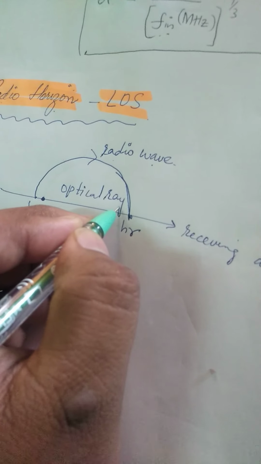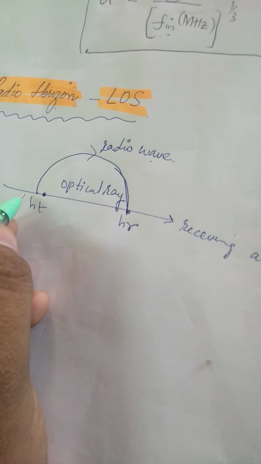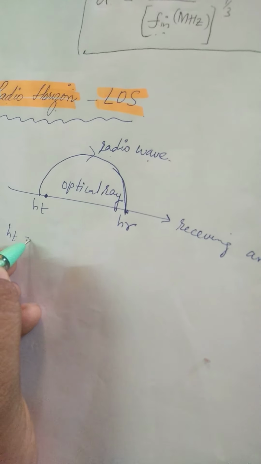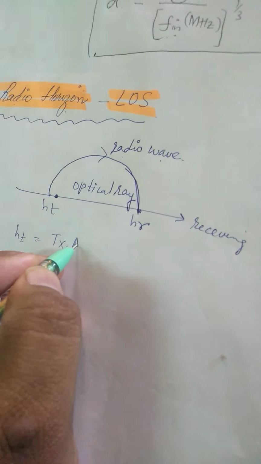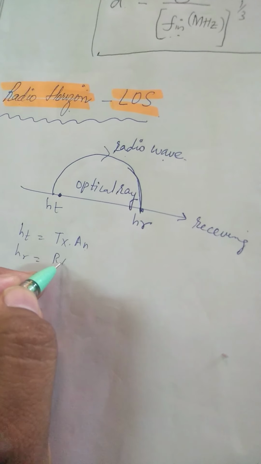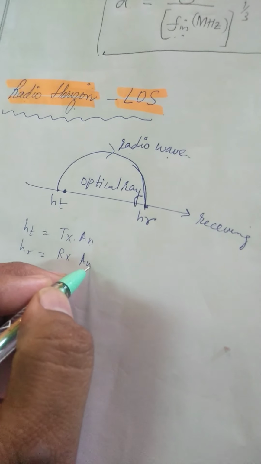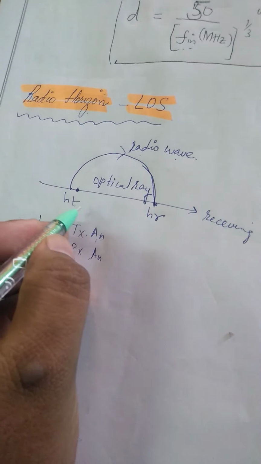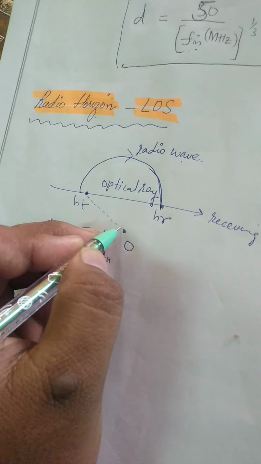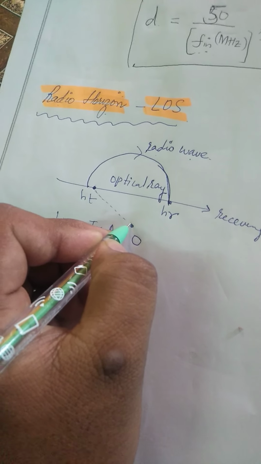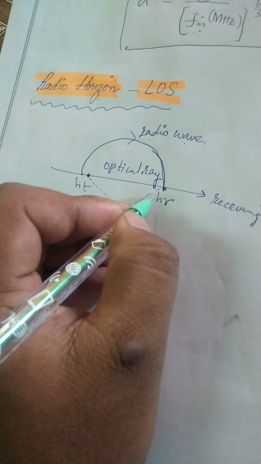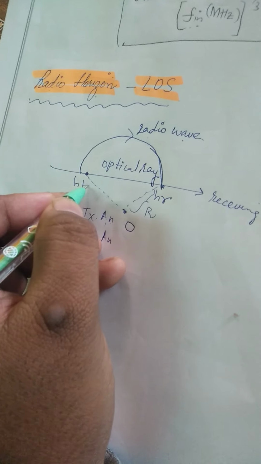So when we want to see the optical ray from this end, we are considering one more point over there, where HT stands for the transmitting antenna height and HR stands for the receiving antenna height. So we want to find out both the transmitting and receiving antenna. From that we are considering one point O, which is at equidistance from the height of the transmitter as well as from the height of the receiver. Suppose the distance over there is R.